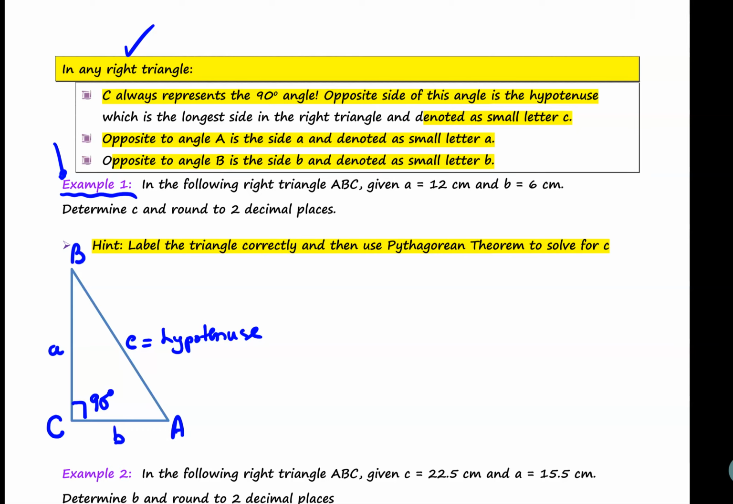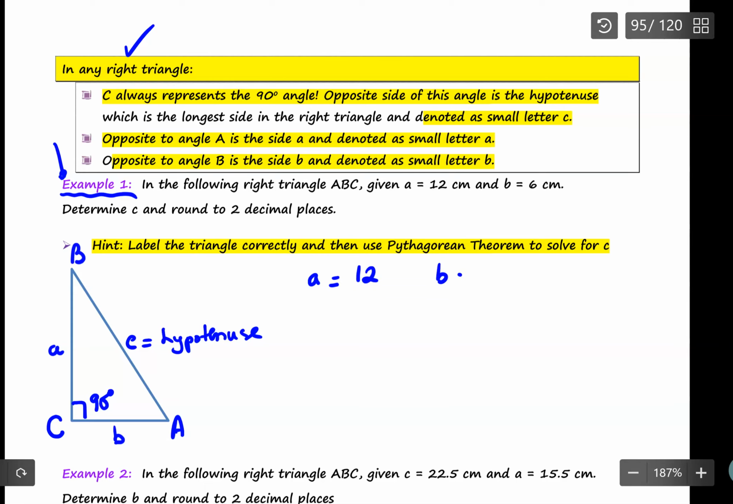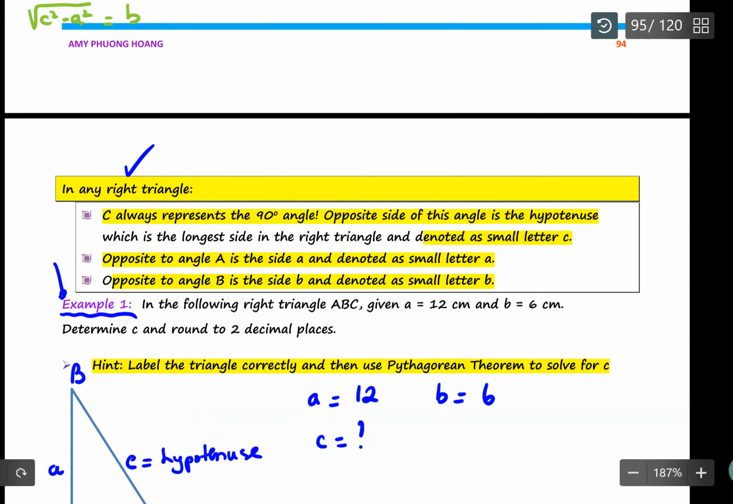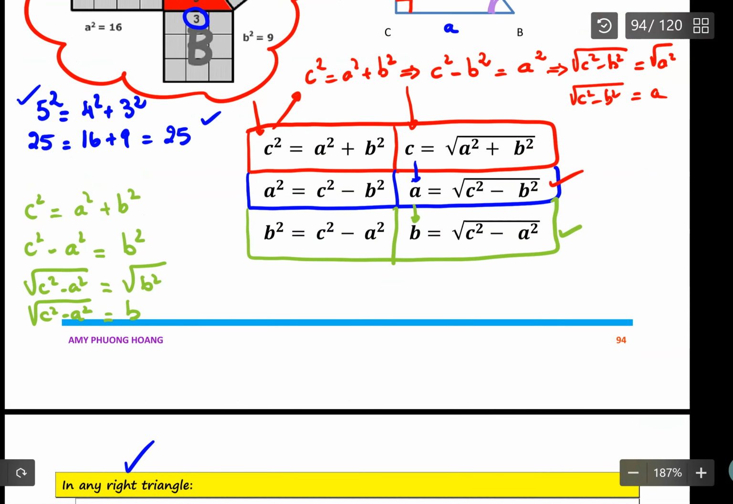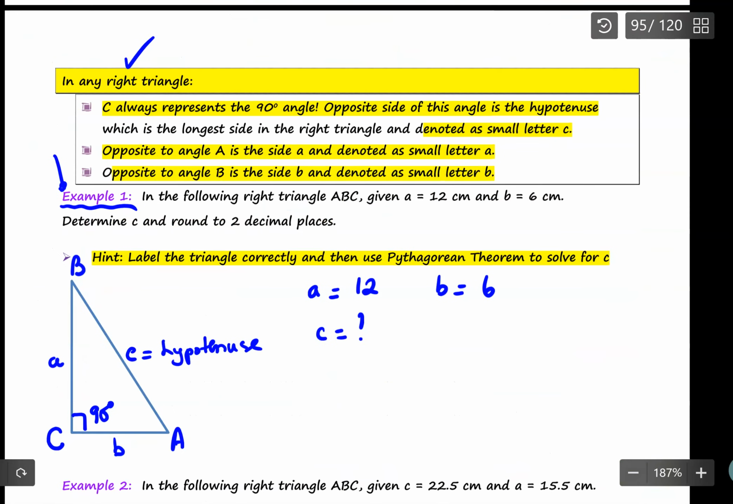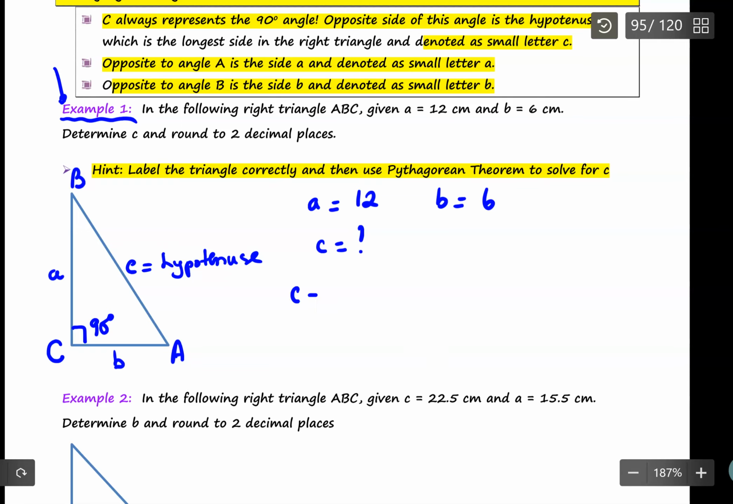Alright, so let's solve for this. I have A as 12, B as 6, and I need to solve for C. So solving for C, I need to use this formula: C equal to the square root of A squared plus B squared. So I should have the square root of 12 squared plus 6 squared.